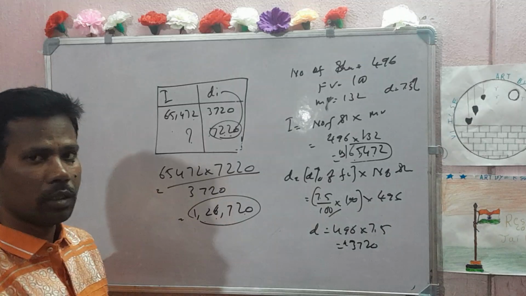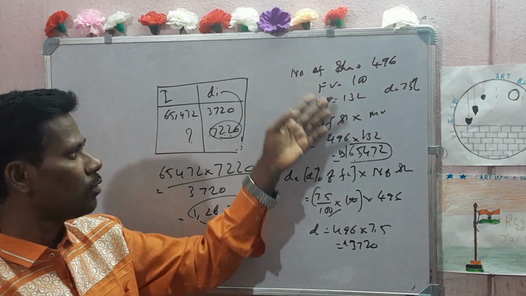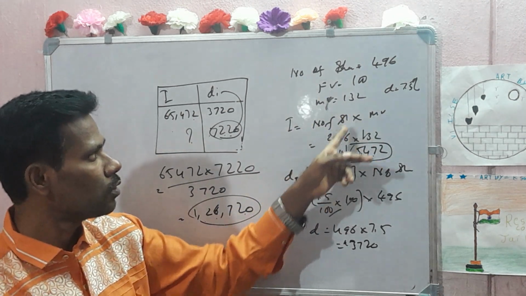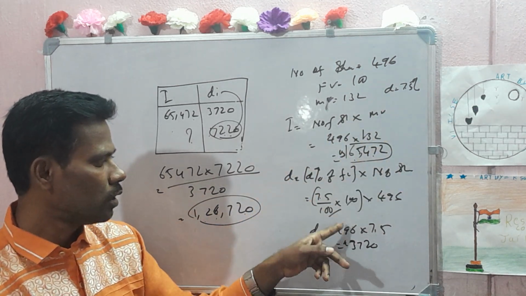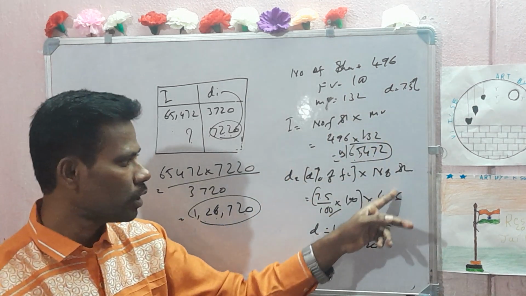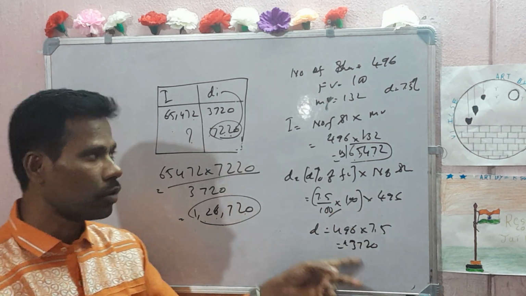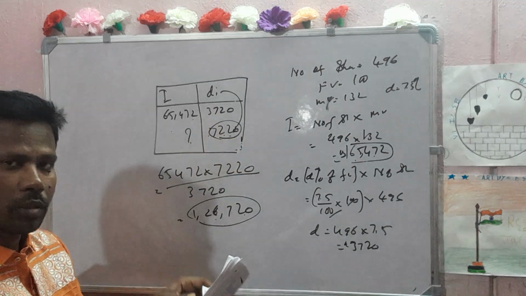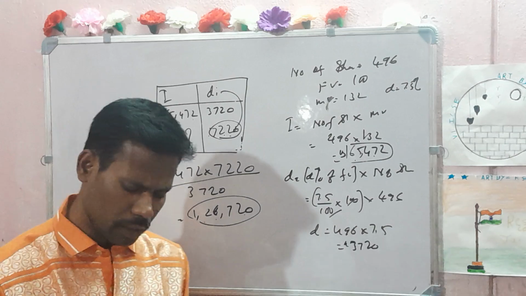So that's it. This is the basics. I think this is a basic problem, nothing confusing in this. Dividend per share, so number of shares into market value. Number of shares is given, market value is also given, 132. So I calculate this. Dividend percentage is given. Number of shares is 496. This is 3720. If the investment is this one, the dividend is given. If the dividend is 7220, what is it asking for? The investment. Increase investment. That's it.